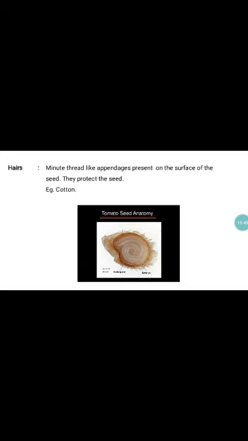In some other cases, particularly in cotton, an extension of the seed coat is fibrous matter, which is economically important. These are hairy structures, minute thread-like appendages present on the surface of the seeds. They developed for the purpose of protecting the seeds, but from the human point of view we extract them for fiber purposes. Similarly, in tomato you can see minute hairs. This is a cross section of the tomato; minute hairs are available on tomato seeds also. So tomato and cotton are examples of seeds that have hairs.